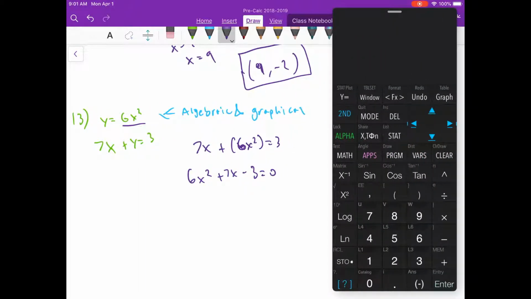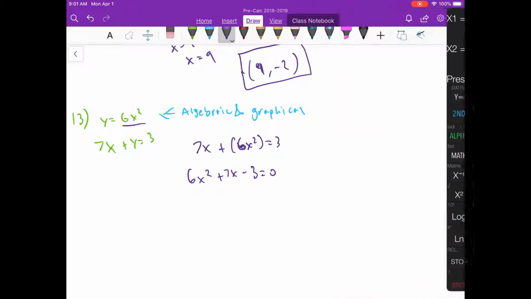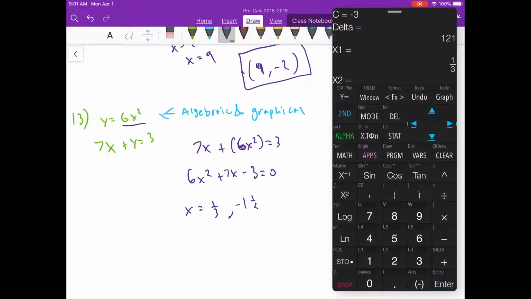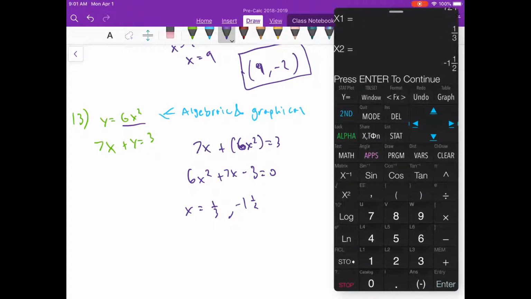Let me pull out the calculator, open up the quadratic solver program, and I get a is 6, b is 7, and c is -3. That'll give me x1 is 1/3, and x2 is -1.5. Cool. That's really helpful. So we get x equals 1/3 and -1.5. Let's make sure I got that right. Right, -1.5. All right, cool.